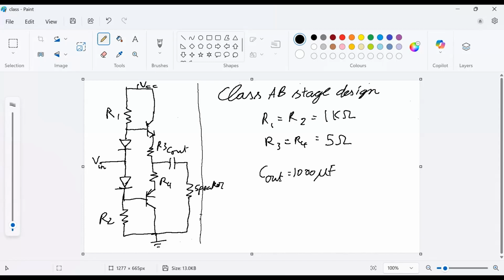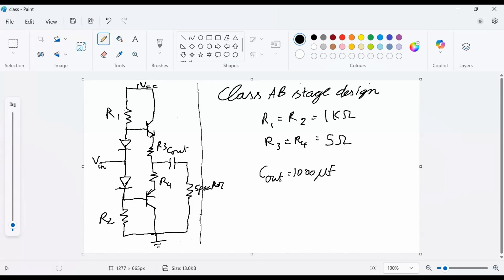The final step is the design of the class AB stage. The output of the CC buffer is directly coupled to the class AB stage. In this stage, we need to calculate the value of resistors R1, R2, R3, and R4. In a class AB amplifier, one of the transistors conducts for one half cycle of the output waveform, and the other transistor conducts for the other half cycle. For this purpose, we are connecting two 1N4148 signal diodes. These have a voltage of 0.7 volts across them.